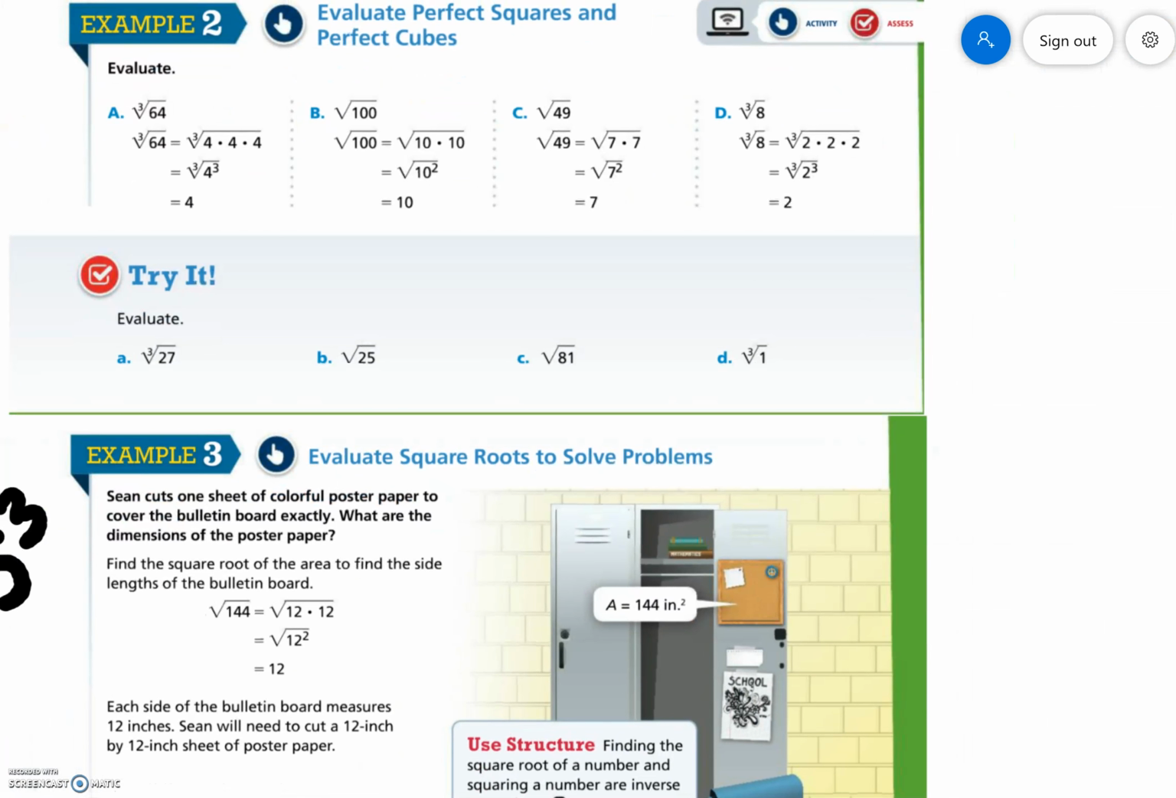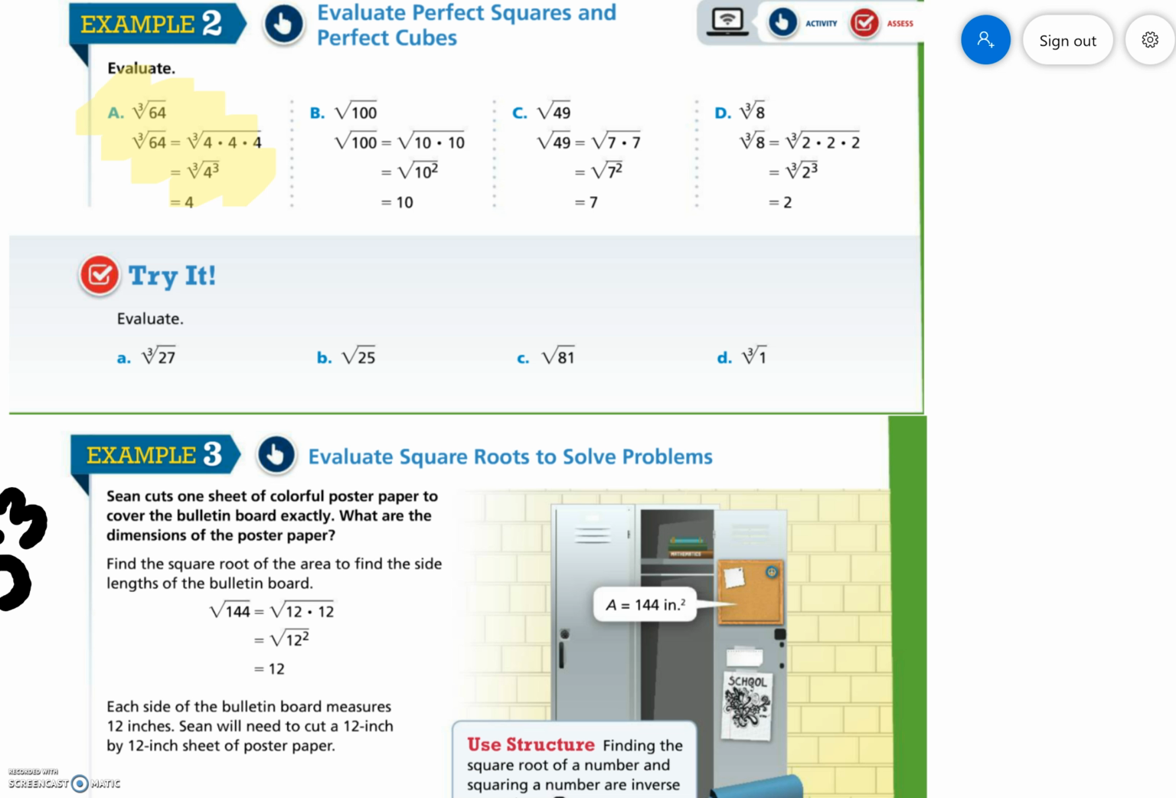Example number 2. Evaluate perfect squares and perfect cubes. So please be careful. Check to see if there's a 3 in the crook or not. If there's a 3 in the root symbol, that means it's a cube root. If there's nothing in the root symbol, that means it's a square root. So we just did A. We know that the cube root of 64 is 4. 4 times 4 times 4 equals 64.